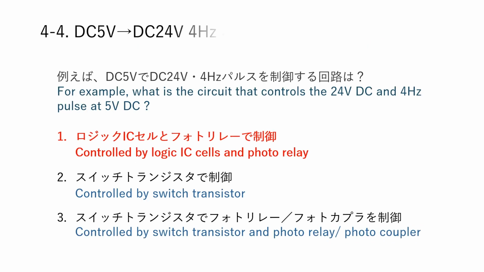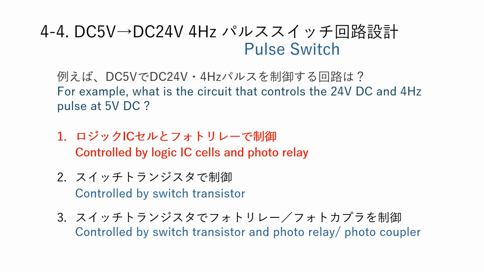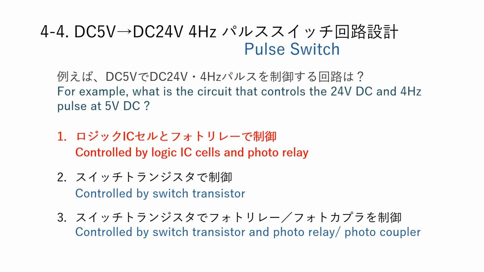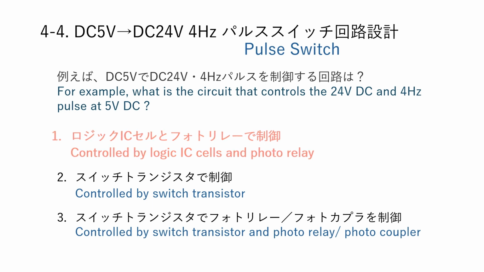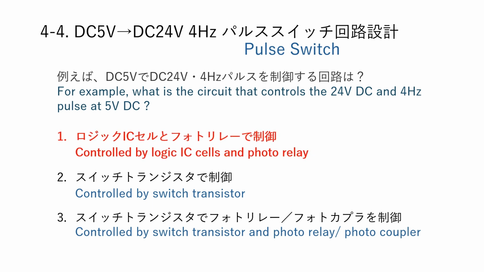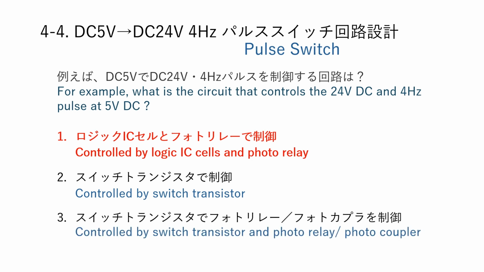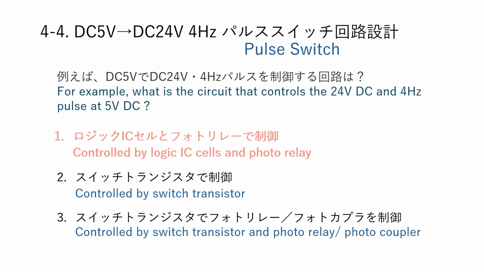4-4, from 24 volt DC to 5 volt DC pulse switch design. For example, what is the circuit that controls the 24 volt DC and 4 Hz pulse at 5 volt DC? 1. Controlled by logic IC cells and photo relay. 2. Controlled by switched transistor. 3. Controlled by switched transistor and photo relay/photocoupler. For this video, select number 1.